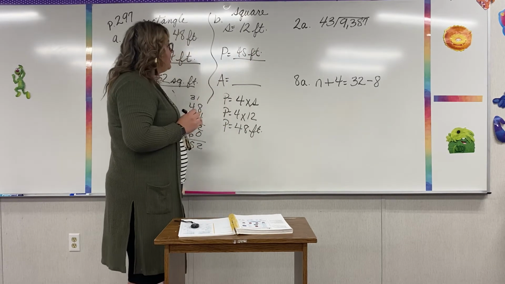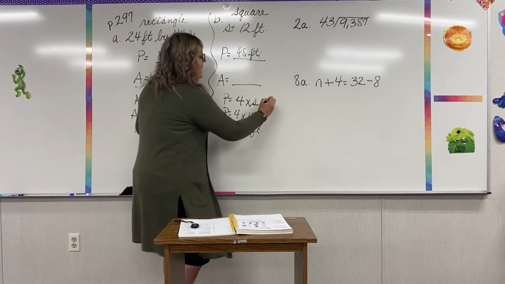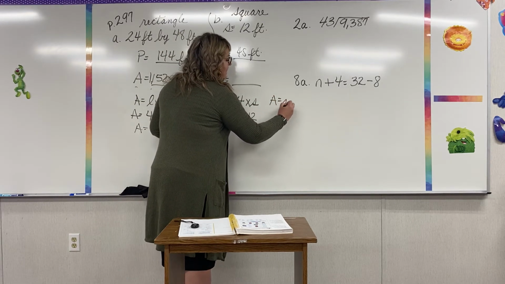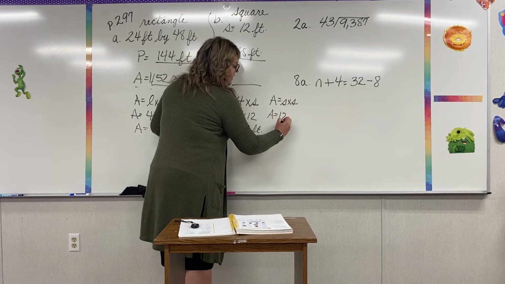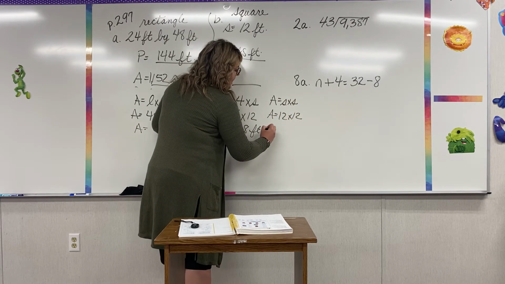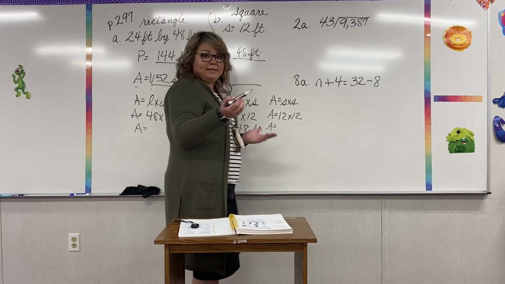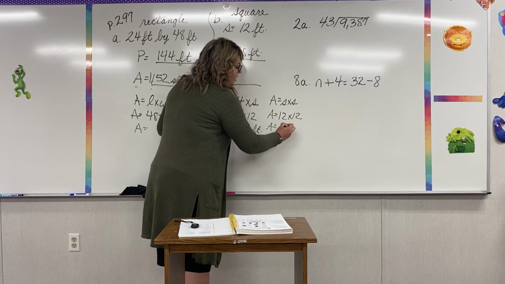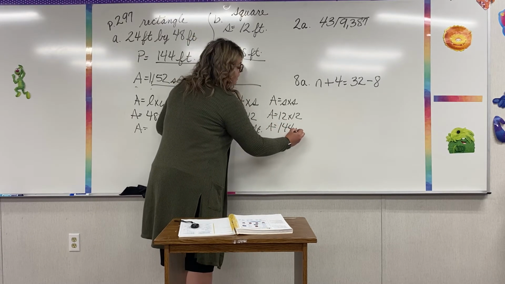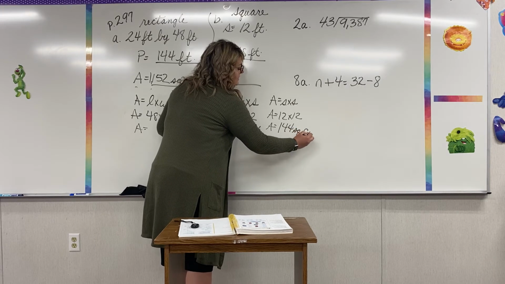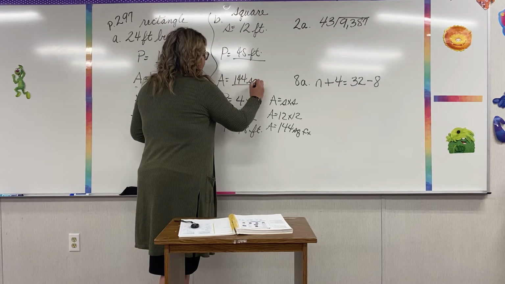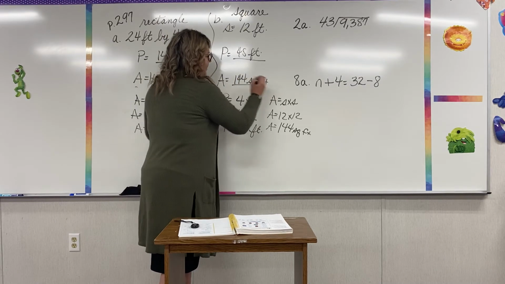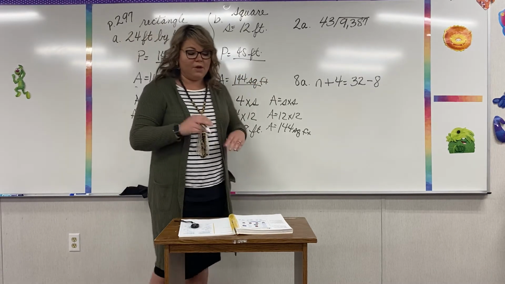All right, now area of a square is A equals S times S. So then it would be A equals 12 times 12. And then A equals, we have that memorized also, fourth graders, 144 square feet. And so you just go ahead and plug it in right there beside the A for area. So there you go. That is how you're going to do numbers 1 and 2.